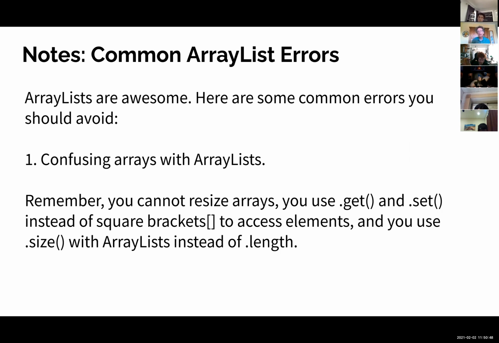With array lists, you use get and set instead of square brackets. And with array lists, we use dot size to find out how big it is, instead of dot length with no parentheses afterwards. So dot size is a method that returns a value, and dot length is just a property of an array. It's not a method. That's why it doesn't have parentheses after it.